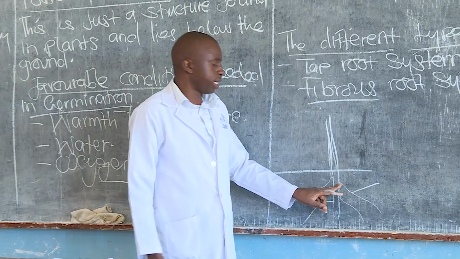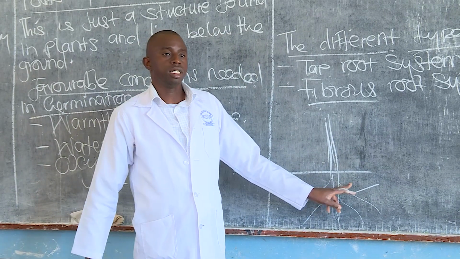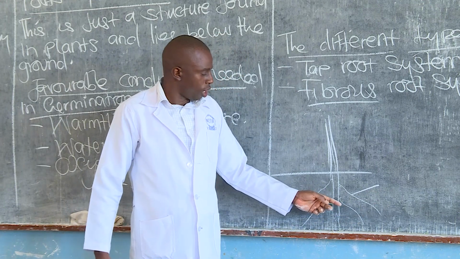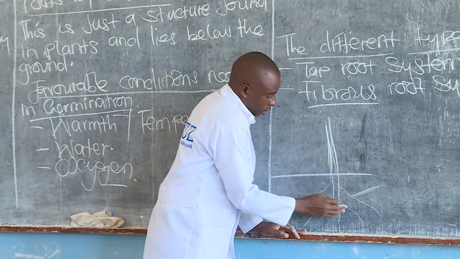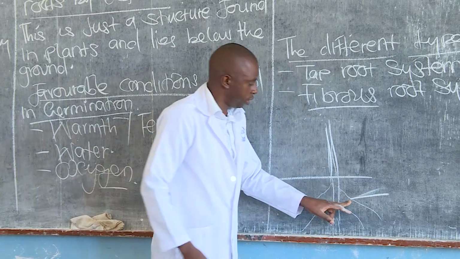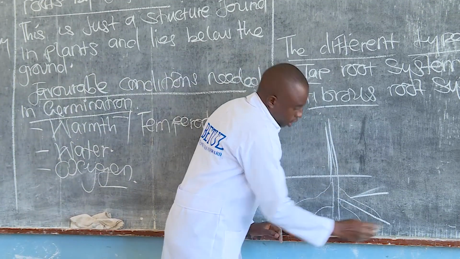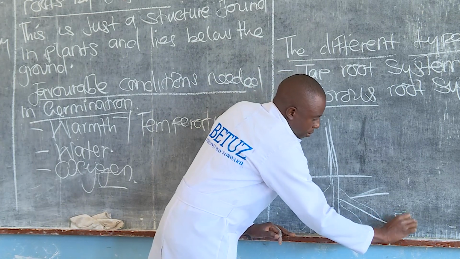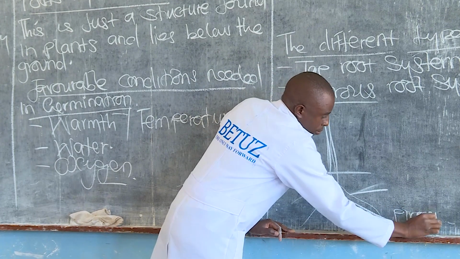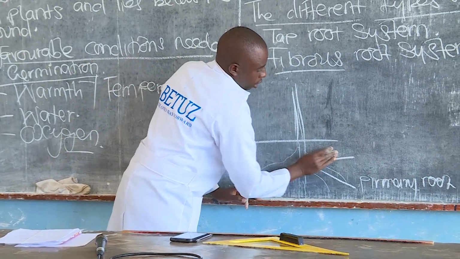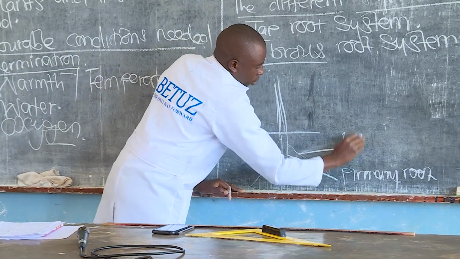The main root, this one, is known as the primary root. And then we also have the ones which are branching off from it. These are lateral roots. These are branching from the main root, and the main root, which is this one, is known as the primary root. And this one is known as the lateral roots.